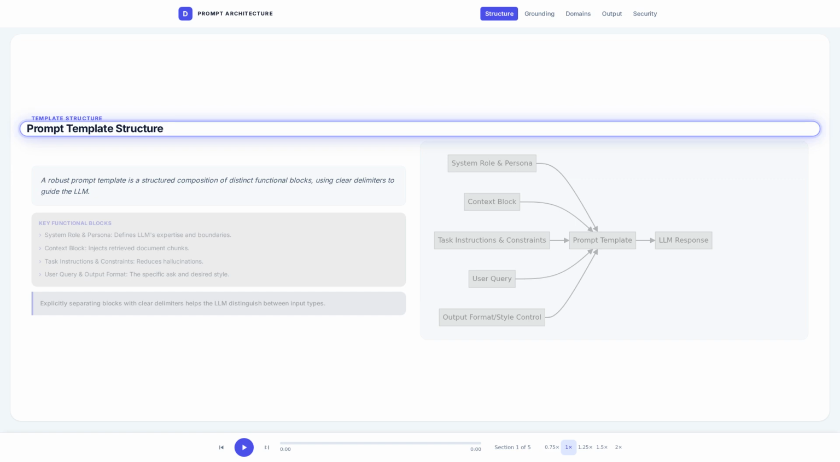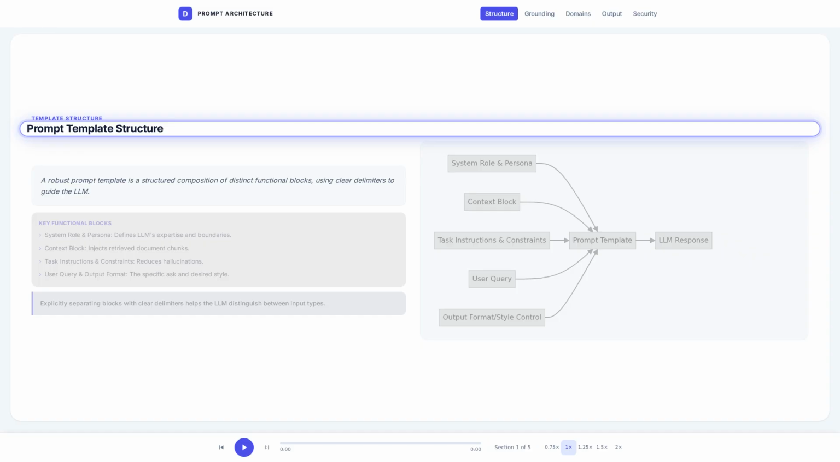So let's talk about prompt templates. We're building on what we know about prompt engineering. Now we'll design effective ones. We'll start with the basic structure. A good prompt template, you see, is made of different parts. These parts are separated by clear markers. They guide the large language model. Think of it like a blueprint, a really organized one.